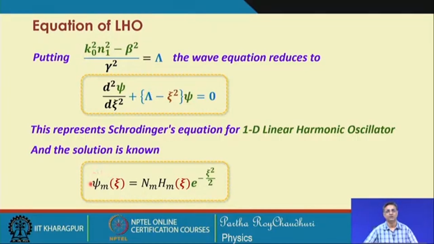known, that psi m of xi is N_m, this is the Hermite Gauss function, this is the Hermite polynomial, and e to the power of minus xi square by 2. Xi is the representative for x. So, this is a Gaussian function, this is a Hermite polynomial. So, the wave functions are Hermite Gauss functions with the normalization constant N_m.